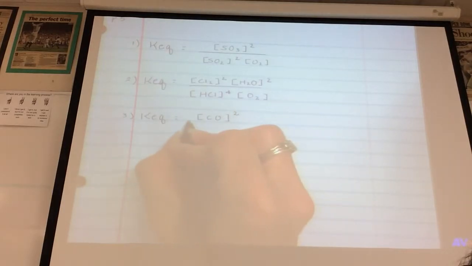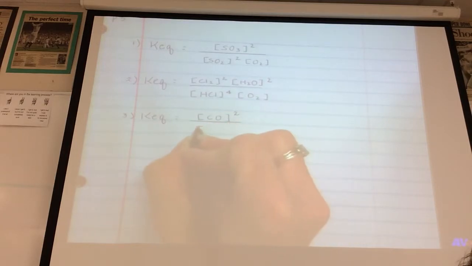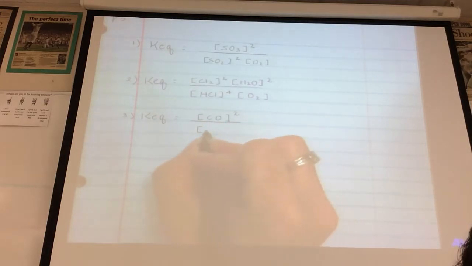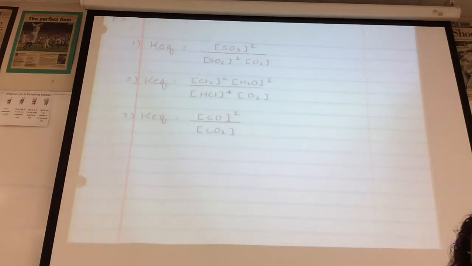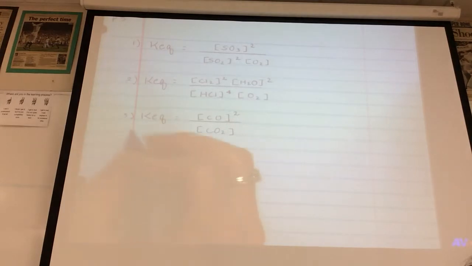Why do I not put carbon in? Because you can't have solids. Because no solids. Okay? This is an equilibrium constant expression. Products go in the numerator. Reactants go in the denominator. Coefficients become exponents. Number four looks a little cranky.